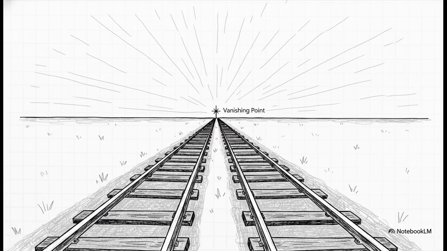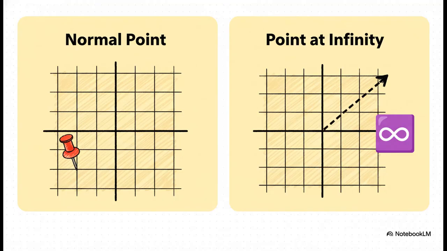Computers need a way to work with that idea, and that's where something called homogeneous coordinates comes in. So here's the comparison. A normal point is just a location, a spot. But a point at infinity isn't a place at all. It's a direction. And we represent this with a really clever trick. We just add a third coordinate. If that last number is a 0, the computer knows we're talking about a direction, like that vanishing point where the tracks meet, and not a specific spot. This lets one system handle both regular points and these infinite directions.